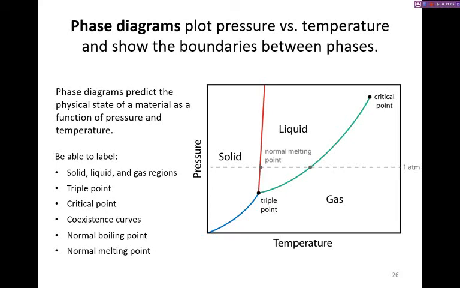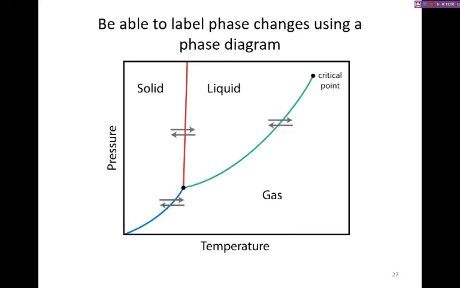You also need to be able to label the phase changes between these. So melting is from solid to liquid, freezing is from liquid to solid, vaporization from liquid to gas, condensation from gas to liquid, sublimation from solid to gas, and deposition from gas to solid.